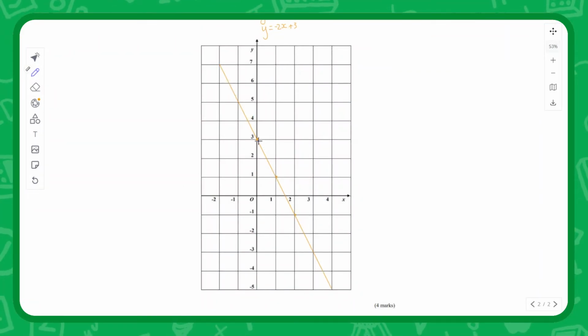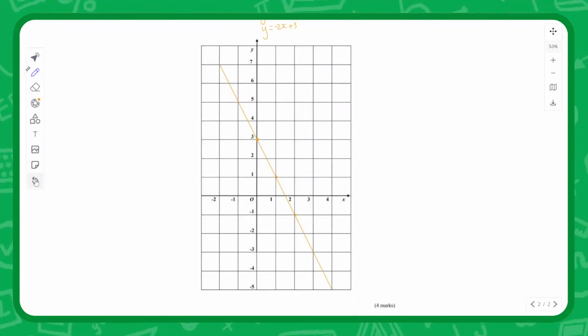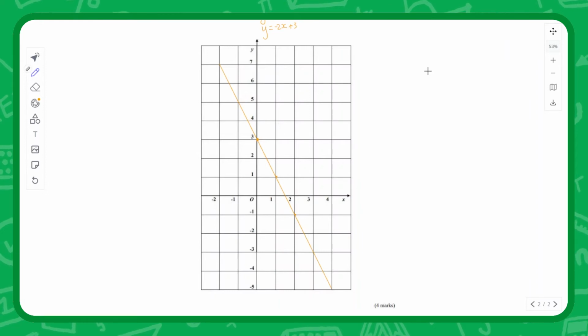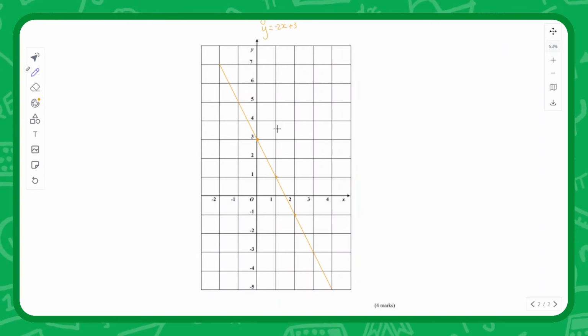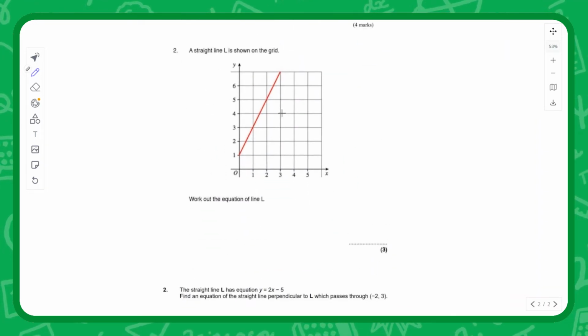So we really just need 2 points. I could have actually skipped this point or skipped this point. It doesn't really matter. So that was our line. So as soon as we understand the gradient and the y-intercept, we can then draw our line. Let's do 1 or 2 more.